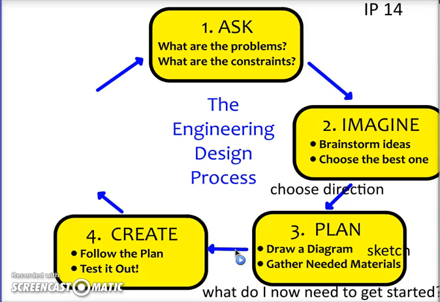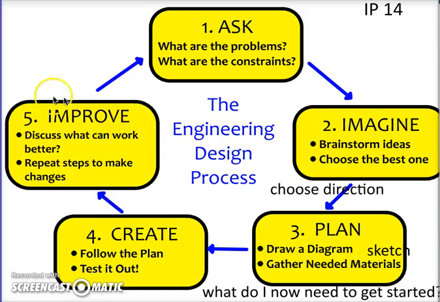The fourth step in the engineering process is then to start creating, to start following the plan that you did in step 3, and to start doing tests, to test it out, and then to improve on it. Once you start seeing how the creation starts playing out, then you start discussing with the people you're working with, what can we do to make it better? Then you repeat the steps to make changes.